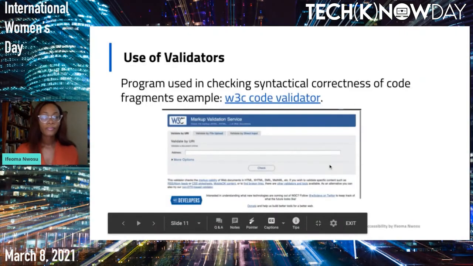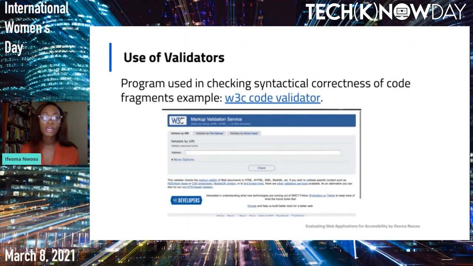Then we have the use of validators. Validators are programs that are used in checking the syntactical correctness of code fragments. We have the W3C code validator. With the W3C code validator, you input the address of the website which you want to check, and it brings out the errors, whatever it is that has to be changed, whatever it is that has to be corrected.